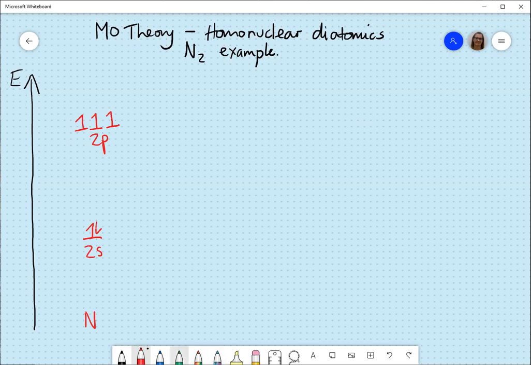So let's take a different color pen, and on this side we're going to do the second nitrogen. Remember that we draw it on the same energy level, this 2s orbital roughly on the same energy level. Sorry, my pen seems to be hanging a little bit. Let me just erase this quickly and start over. Okay, so we've got 1, 2, 3, and these are 2p orbitals, and the same number of electrons. There are 5 in the valence orbitals.